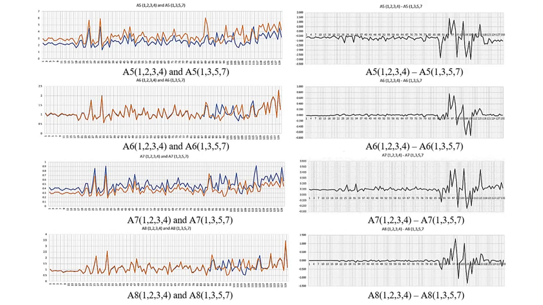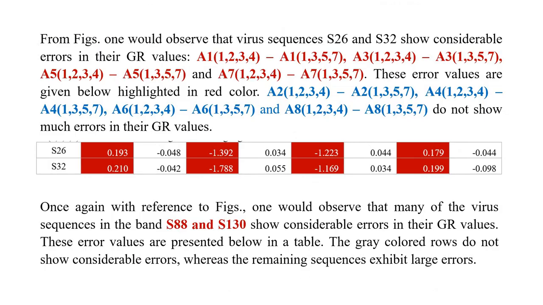In this slide also, one would be able to see very minimal differential errors. This means that various numerical assignments do not cause any deviation in the golden ratio property. From the figures, one would observe that virus sequences S26 and S32 show considerable errors in their GR values.